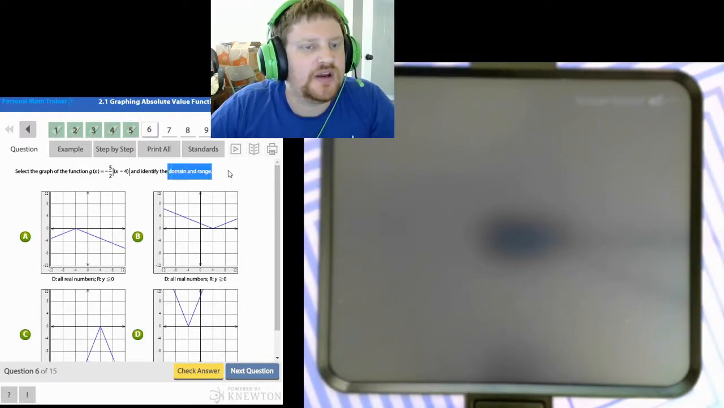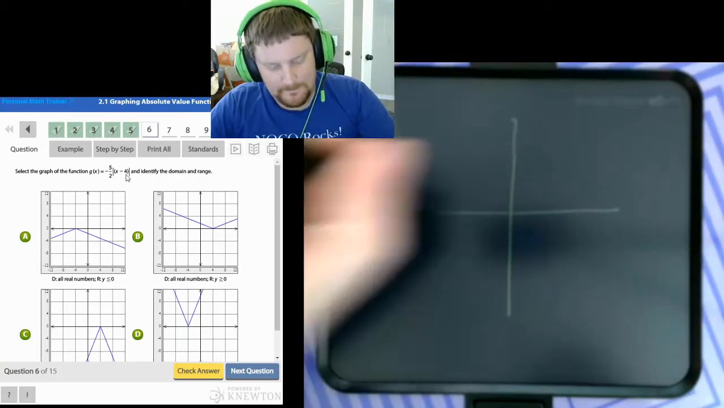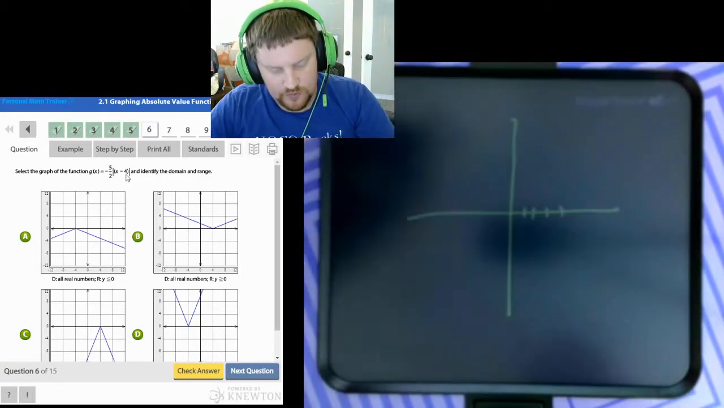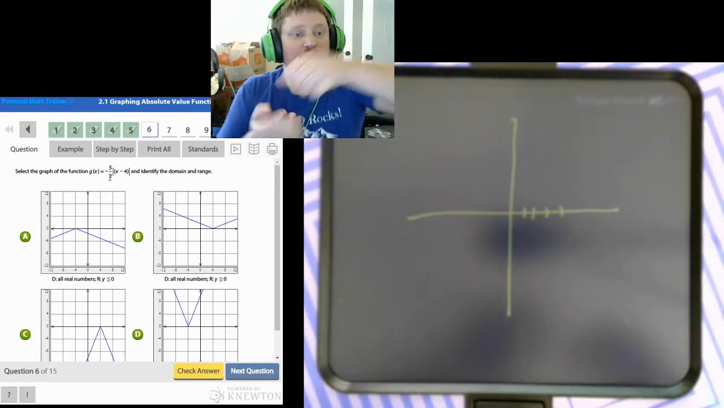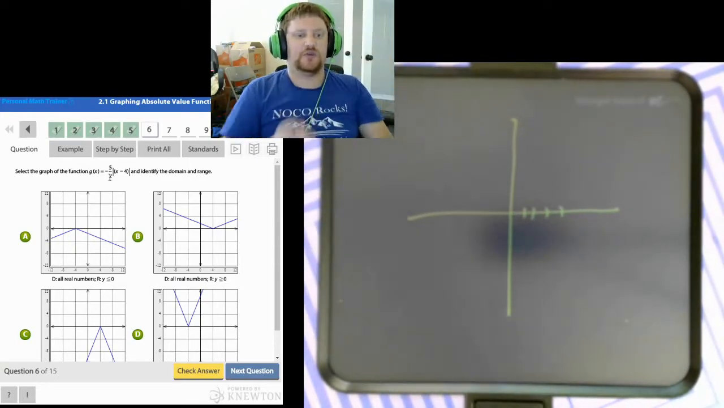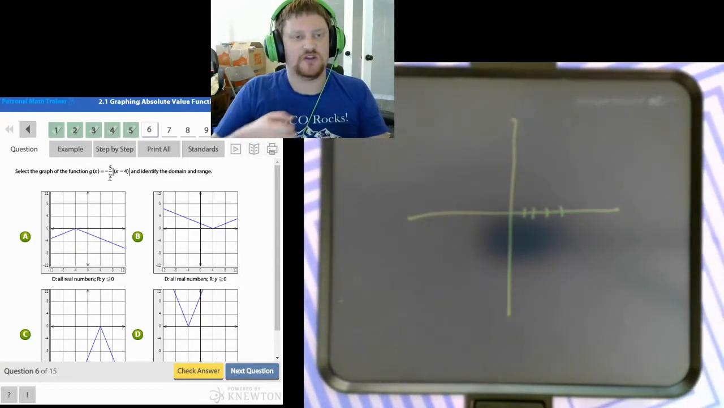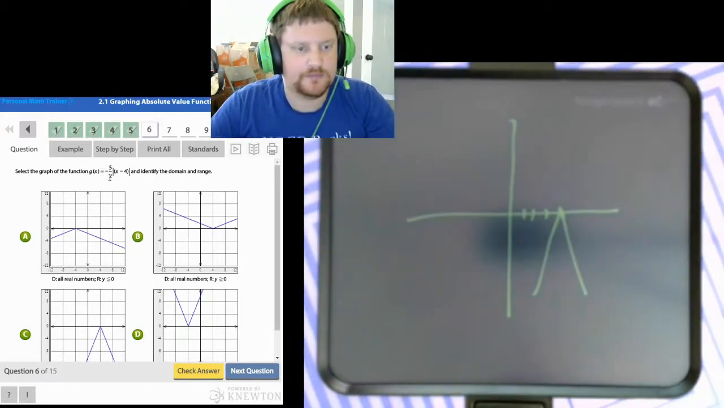Alright, once again we're doing an identify domain and range. Here's our graph. We are moving 4 units to the right. 2, 3, 4. And after we move 4 units to the right, we are going to vertically stretch it. 5/2 is bigger than 1. And then reflect it. So we need to open down and be a stretch, vertical. So it should look something like that.